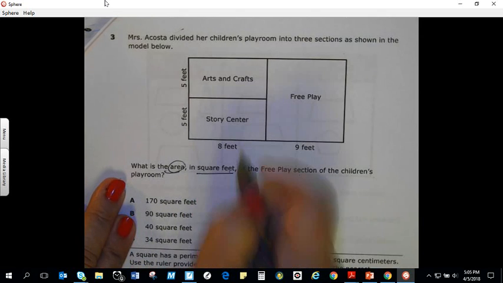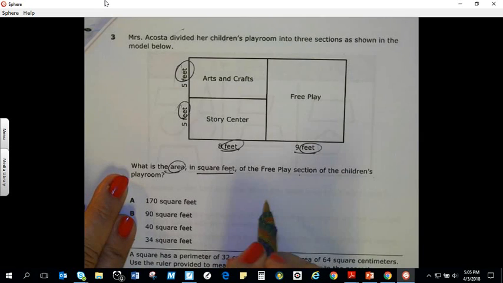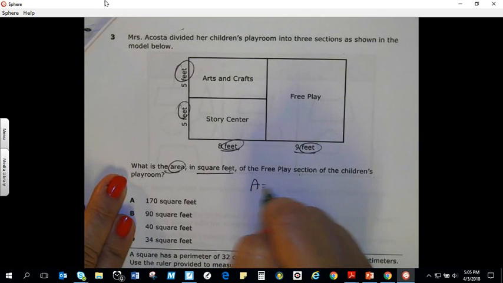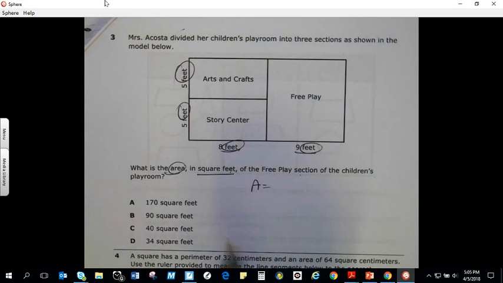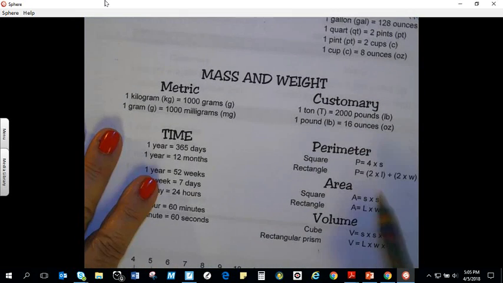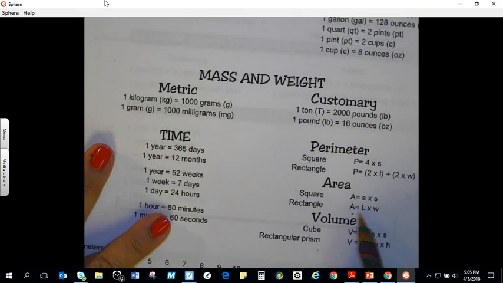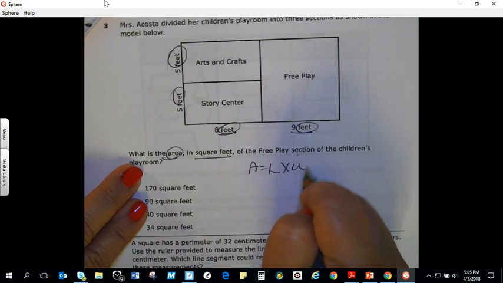So in square feet. I don't have to convert anything because all of this is in feet. I know that when I find area, it's going to equal square feet already. So I'm going back over to my chart, and I'm going to look on my page for my formula, and I'm going to look for area. Area equals length times width. So I'm going to write that down. Area equals length times width.